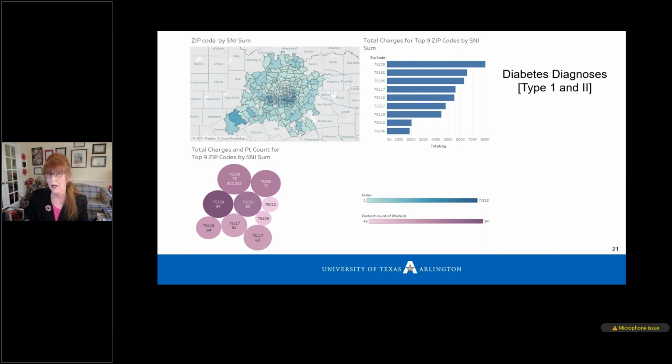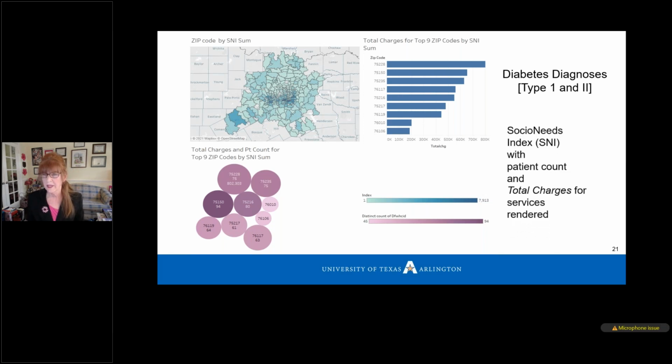And here I used the Tableau visual analytics tool to get it to this point. And this is something we teach in health informatics to the students. Now we have everything there in one dashboard to talk about.